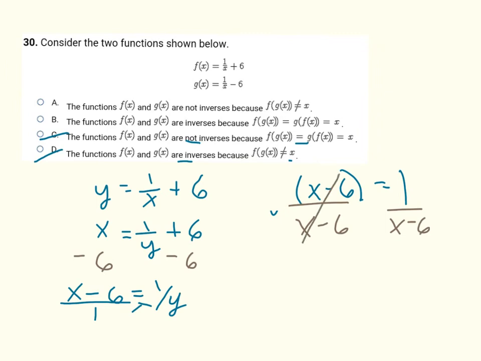And those cancel. And I'm left with y equals 1 over x minus 6. Well, here, the x minus 6 are separated. X is in the denominator, minus 6 is not. Here, that whole expression is in the denominator, so they don't match. So it's going to be no, they are not inverses, letter A.